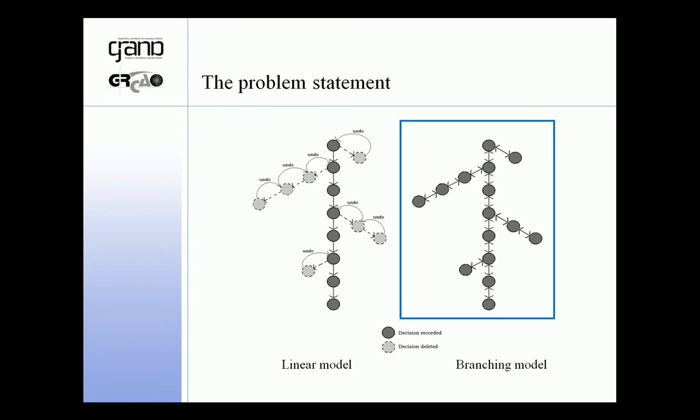In the branching model, on the right, all decisions previously taken are preserved in the history, even when they are not part of the active path being explored. So the system records several alternative configurations of the architectural object.